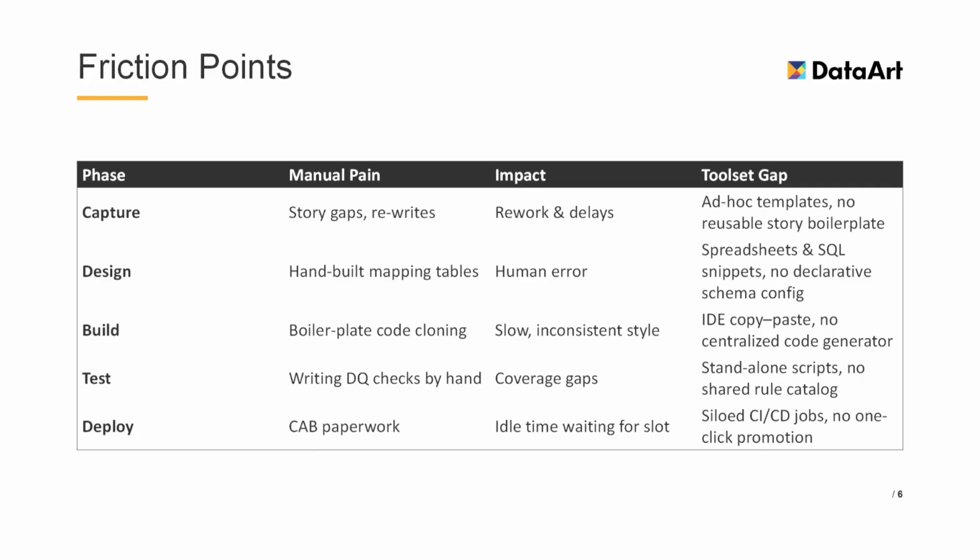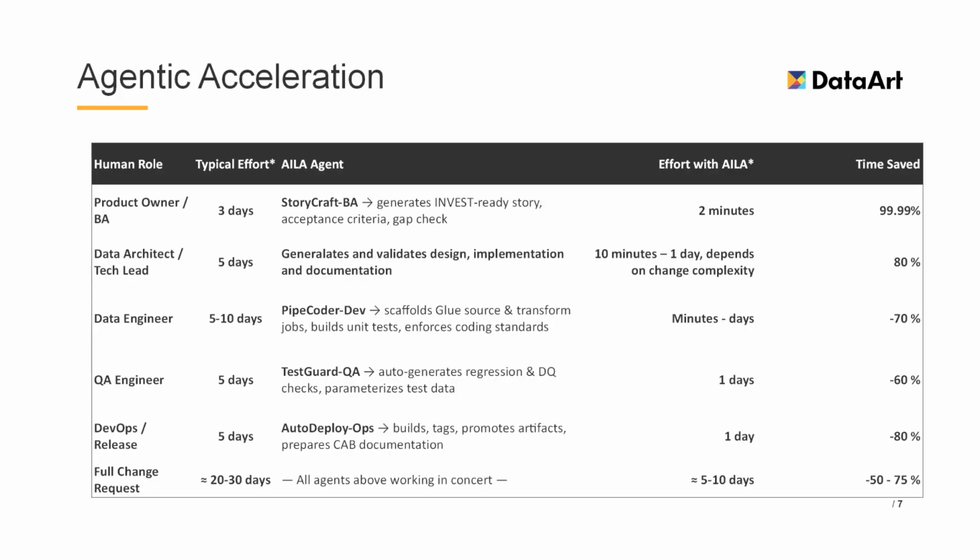The common thread? Today's toolset isn't standardized or declarative, unlike AILA, which provides reusable, AI agent-ready configurations for every SDLC phase. Now, let's revisit the same change request with AILA's agents plugged in for every role. Storycraft BA trims the product owner's work from 3 days to minutes. Schema Mapper Arc and Pipe Coder Dev generate design and code in minutes, longer for complex cases, but always faster than manual. Collectively, we cut a 7-week cycle down to roughly 5 to 10 days, an overall 74% reduction, while still meeting enterprise standards and governance.